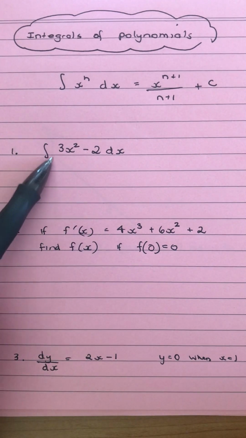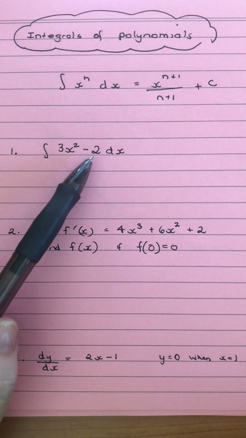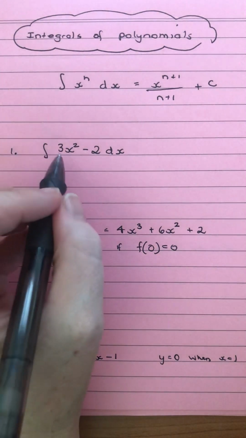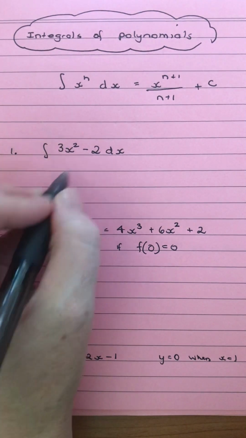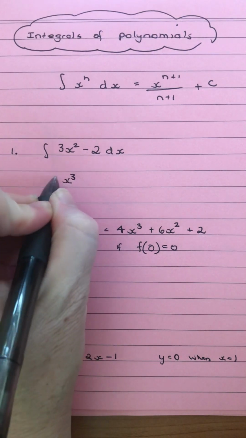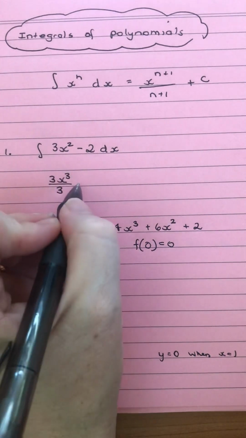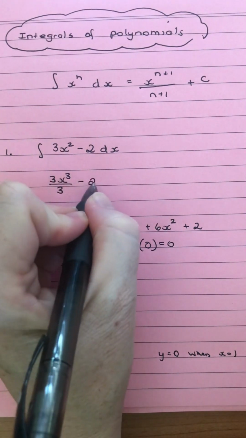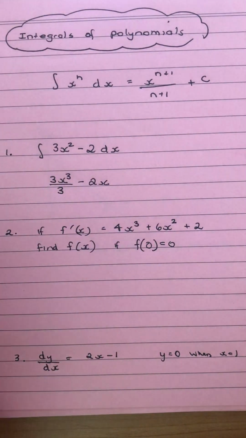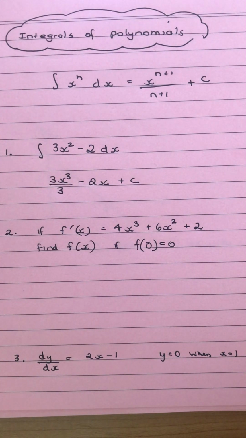So we've got our integral sign here, 3x squared minus 2 dx. So the 3x squared, I need to change that to an x to the power of 3, and then I'm going to divide by 3. Then the 2 is going to become 2x. We write a plus c on the end because we don't know if the original function had a constant, because if we did the derivative of a constant, we will get 0.